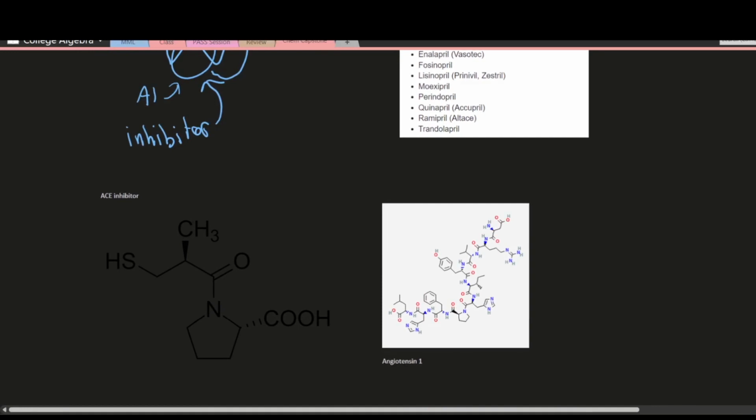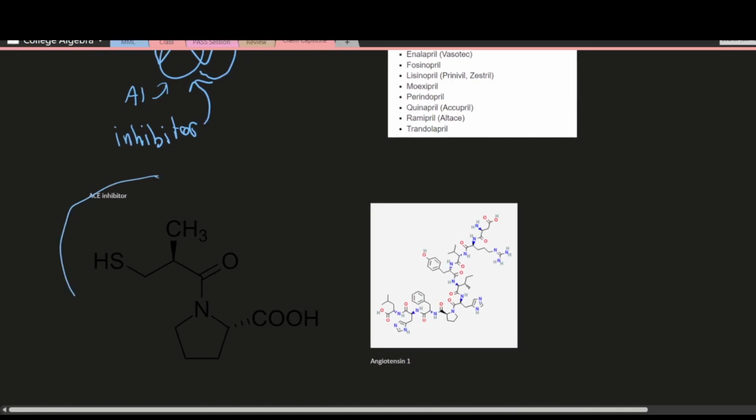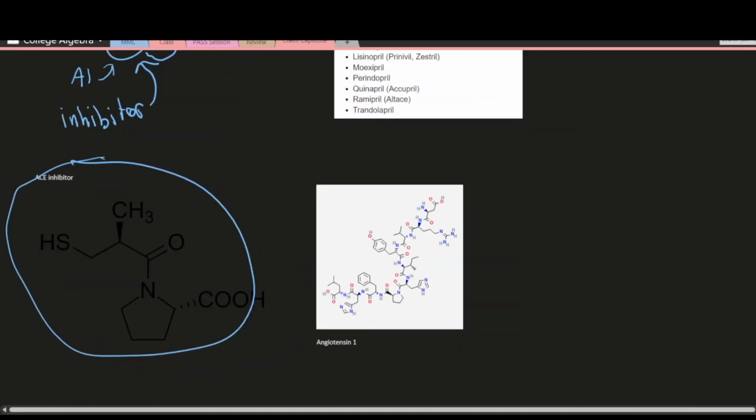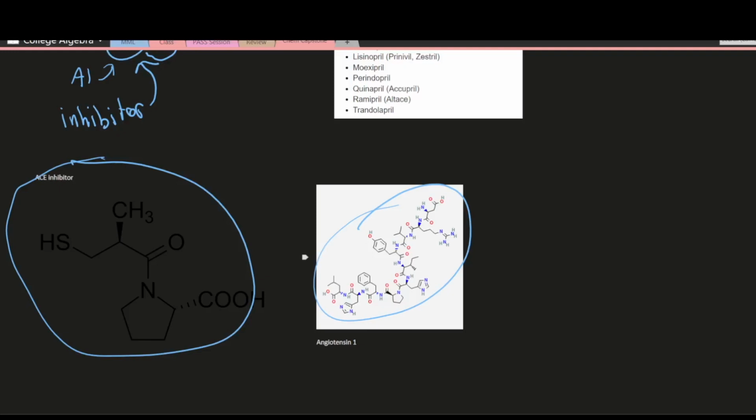Here we can see the shapes of an example ACE inhibitor and angiotensin 1. I can't actually say where exactly angiotensin 1 attaches to the ACE inhibitor. I mean, ACE. But the ACE inhibitor would in turn just clog up that space on ACE and not allow A2 to form.